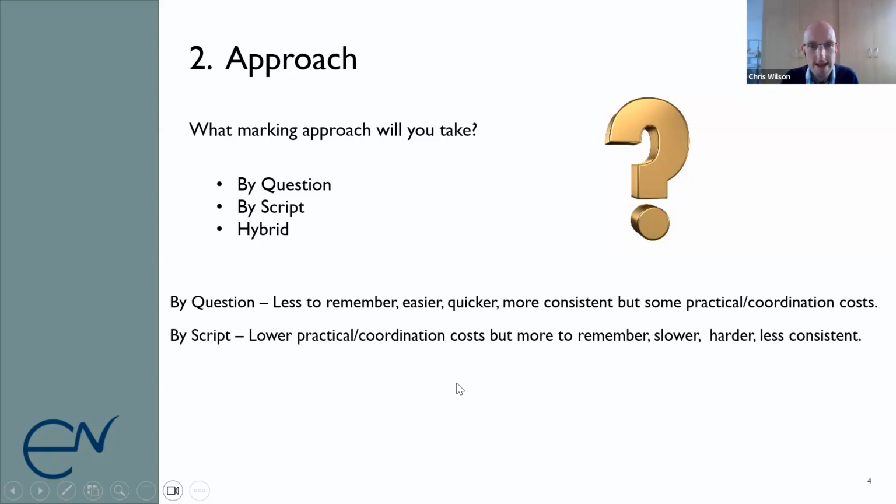The alternative to that is by script, where I just pick up a script and say, right, I'm going to mark question 1, 2, 3, 4, 5 in this script, and then put it down and get the next script. That is quite hard because you have to hold in your working memory all the different aspects of all the different questions at the same time. That might make it harder and more tiring, but it might make it more practically easy, depending on your circumstance.